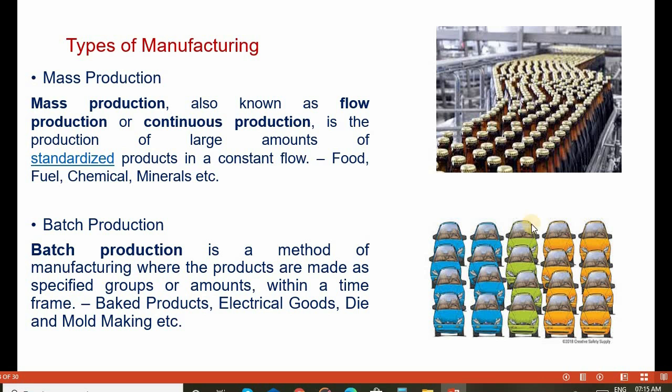This image shows different batches of vehicles produced in the batch mode. So it's called batch production. This blue color shows one batch, yellow color shows one batch, and another green color shows another batch. So it's batch production.